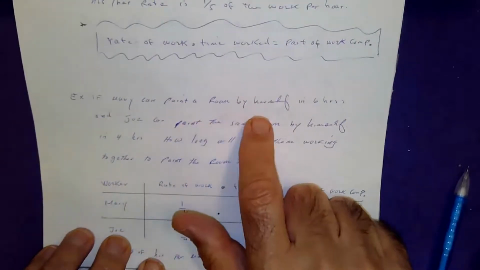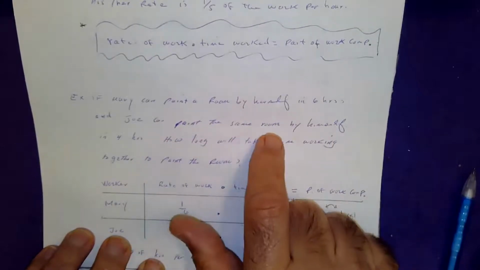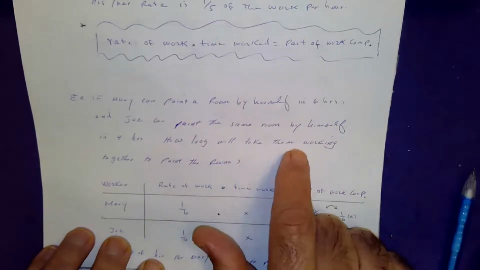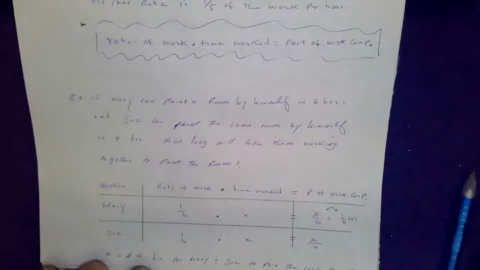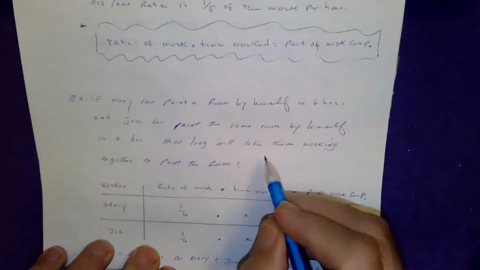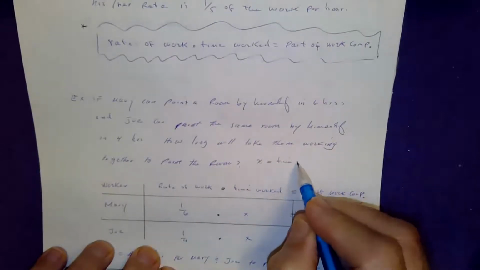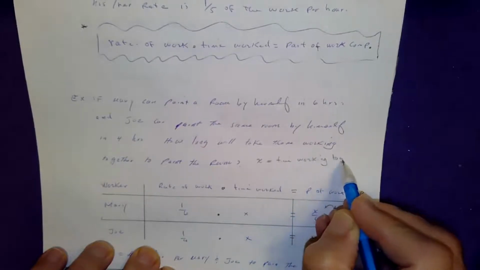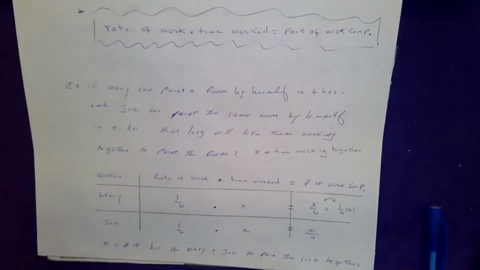If Mary can paint a room by herself in 6 hours, and Joe can paint the same room by himself in 4 hours, how long would it take them working together to paint the same room? So you let X be the time it takes for them working together. So X is the time it takes for them to work together and finish the job.